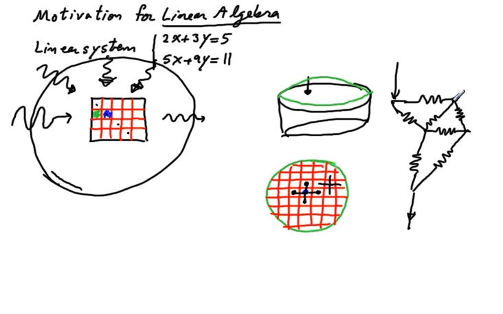Well, you have these nodes, and these nodes, some electricity is coming in and some electricity going out.